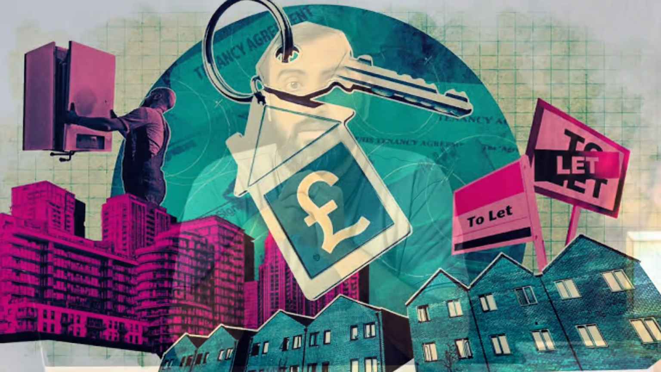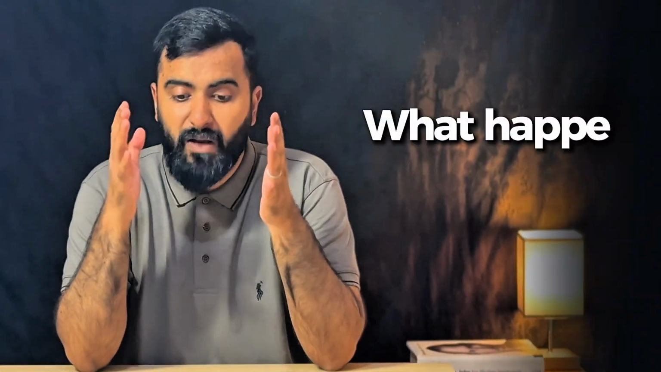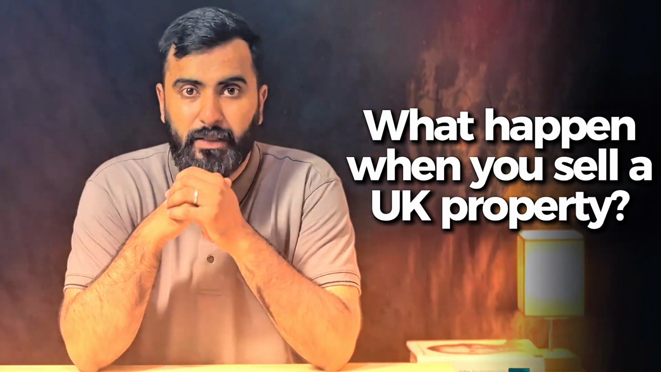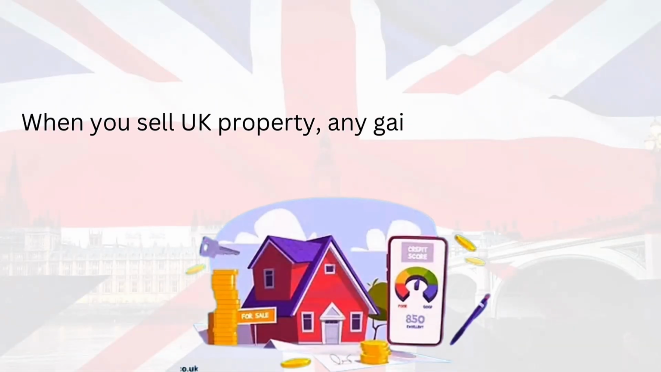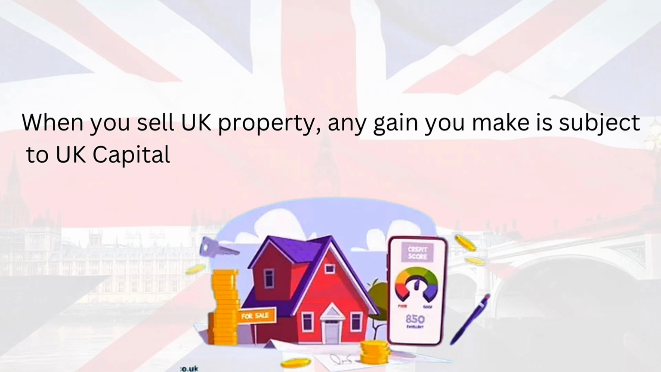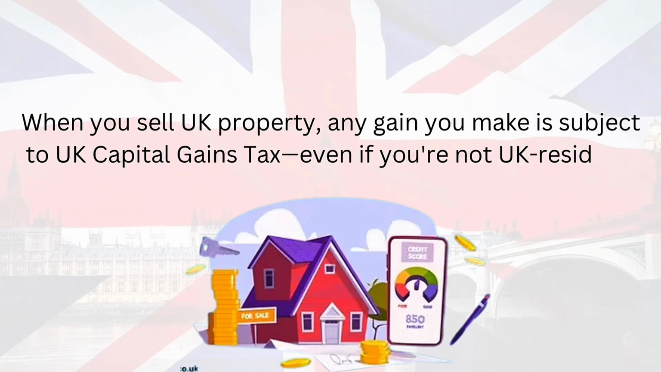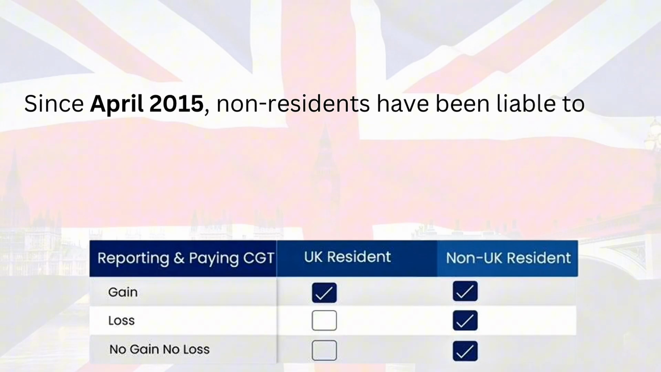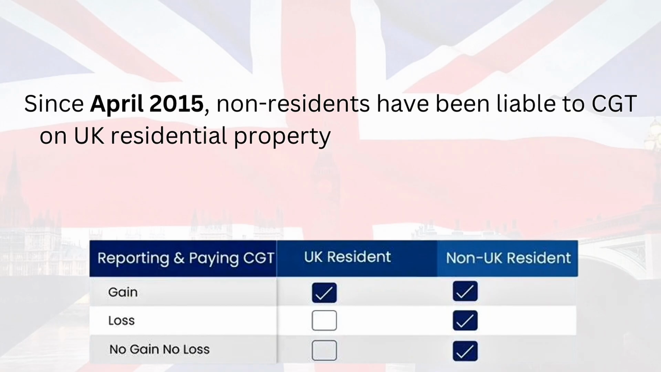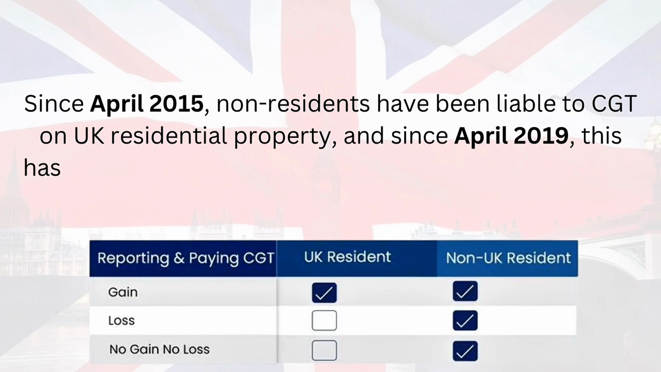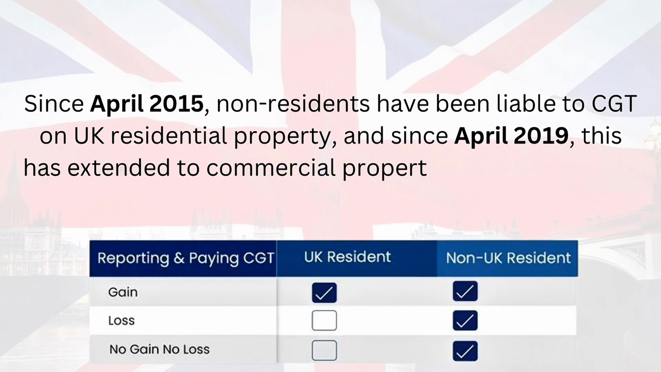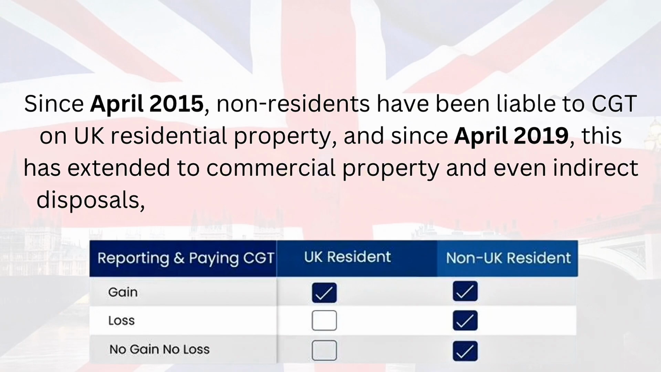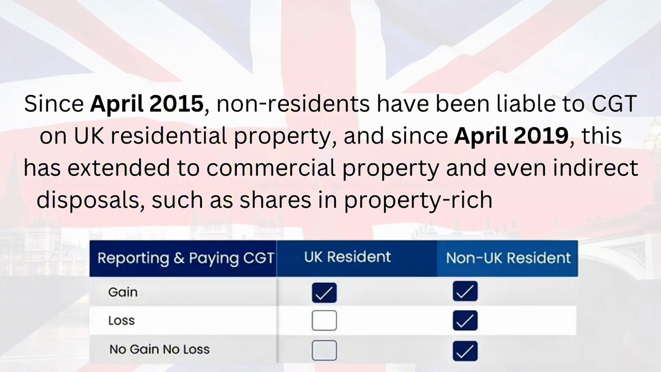Now that we have discussed most of the areas for UK rental properties, let's have a look at what happens when you sell a UK property. When you sell UK property, any gain you make is subject to UK capital gains tax, even if you are not UK resident. Since April 2015, non-residents have been liable to CGT on UK residential property, and since April 2019, this has extended to commercial property and even indirect disposals, such as shares in property-rich companies.